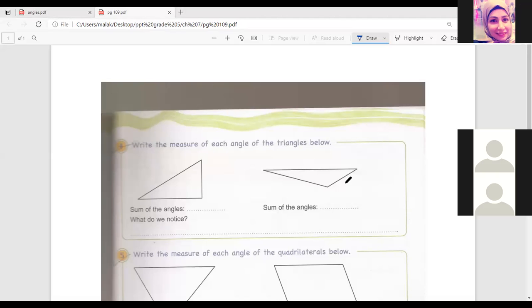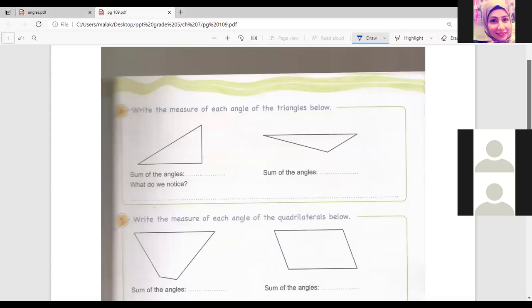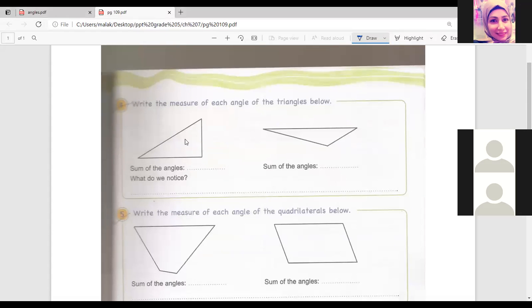Okay. So, I will give you now the measuring of each angle given in these two triangles. Each one composed of how many angles? Three angles. This angle measures 30 degrees. This one measures 60. This one perpendicular, so it measures 90. Right angle. This one, 15, 135, 30 degrees.